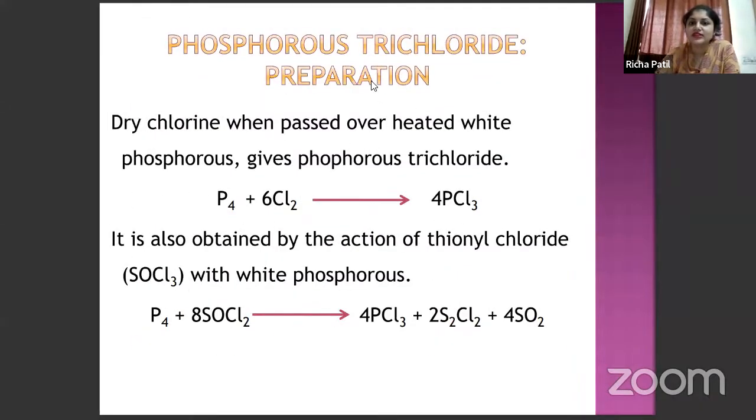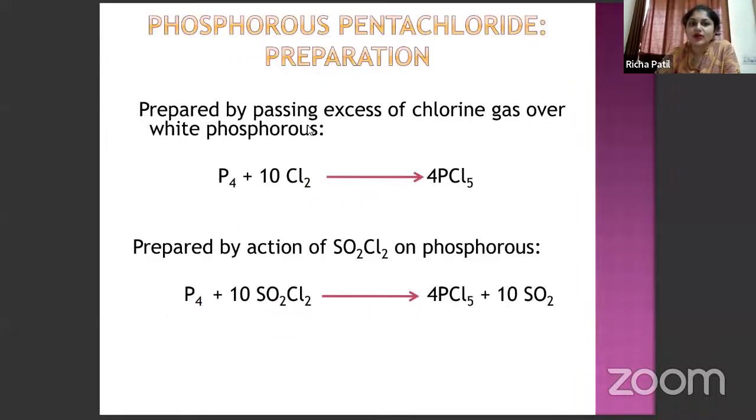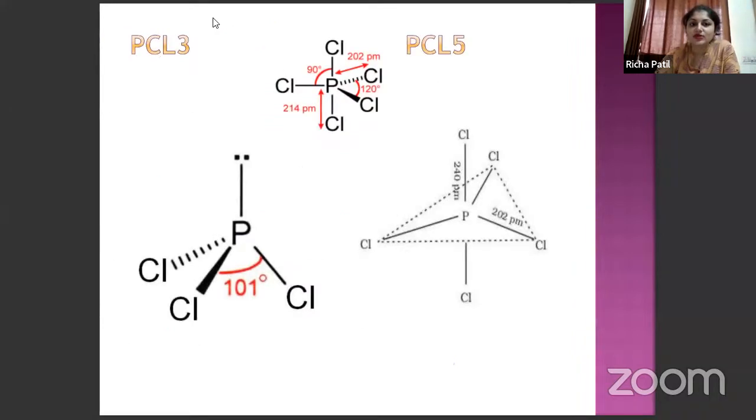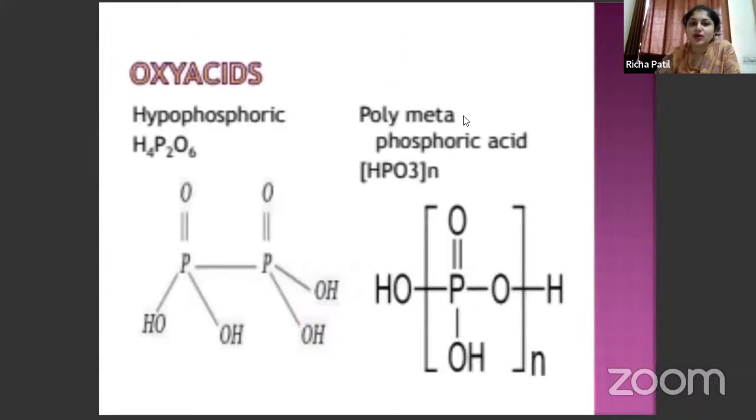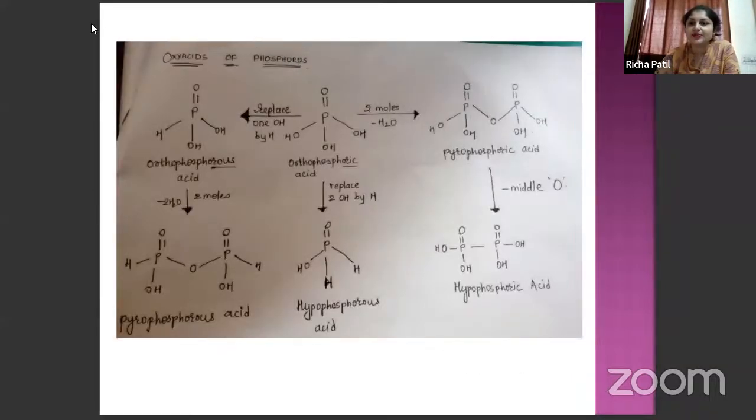Next is phosphorus trichloride. How do you obtain phosphorus trichloride? When you pass dry chlorine over white phosphorus, you get phosphorus trichloride. It is also obtained by the action of thionyl chloride with white phosphorus. So these are some of the reactions. This is the structure of PCl3 and this is the structure of phosphorus pentachloride. We'll solve some questions based on this.